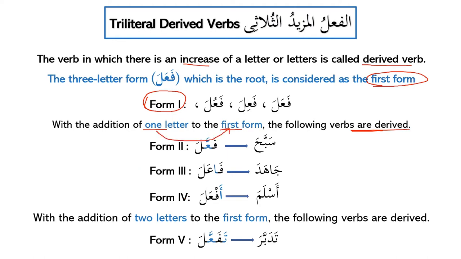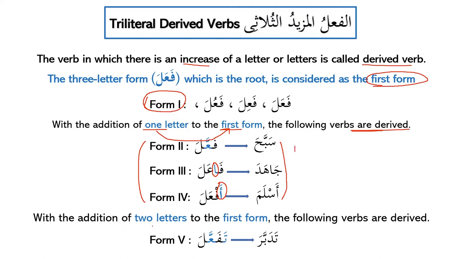So when one extra letter is added to form number 1, it becomes, as we can see here, fa'ala, and on the pattern of fa'ala we have sabbaha. Then we have fa'ala, there is again addition of one letter, and on this pattern we have jahada, and similarly we have af'ala, where we have hamza in the beginning, addition of extra letter, and we have the example of aslama. Okay, so form number 2, 3, and 4. Please remember these 3 forms, that there is an addition of how many letters? There is an addition of only one letter.